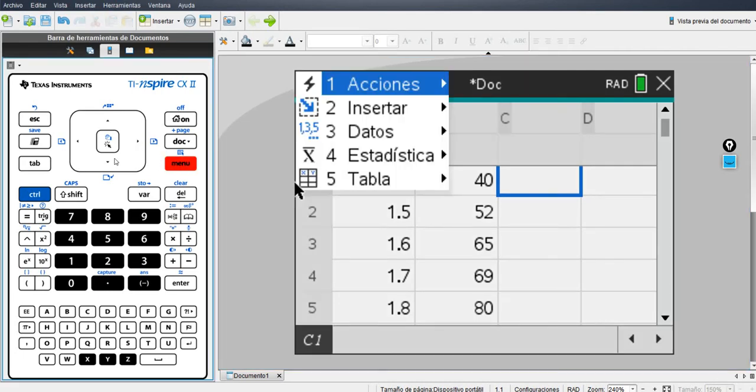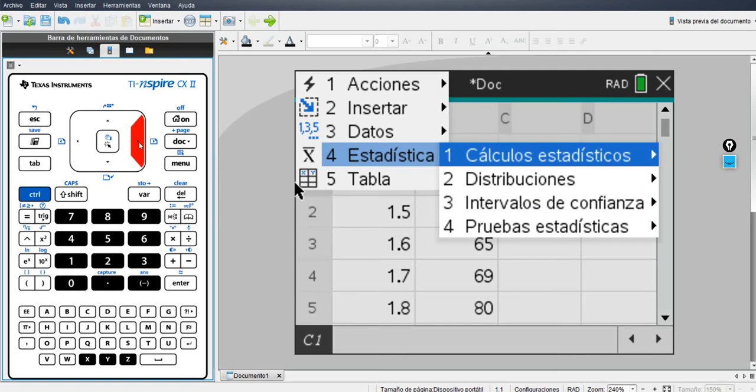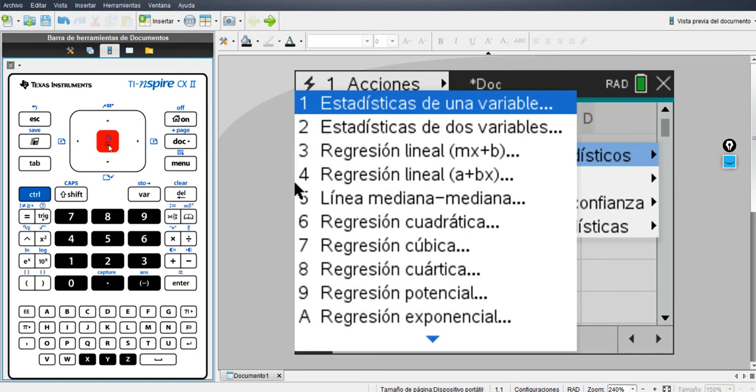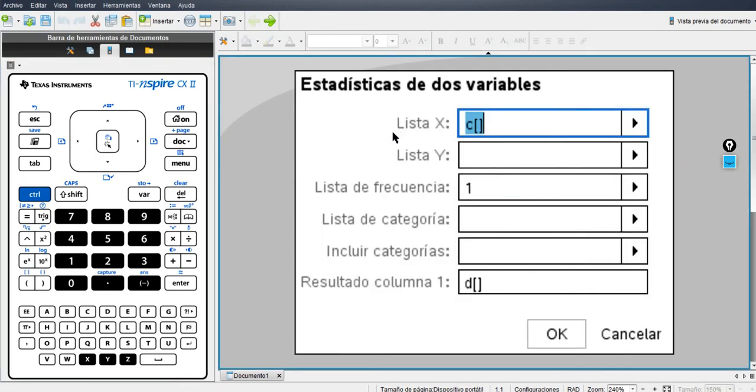right arrow, no, down arrow, statistics, right arrow, cálculos estadísticos, enter, and then we have this menu. We have number one, statistics of one variable or univariate analysis, and this is bivariate analysis. This is the one that I want. I click on it. Okay, and then we have this.